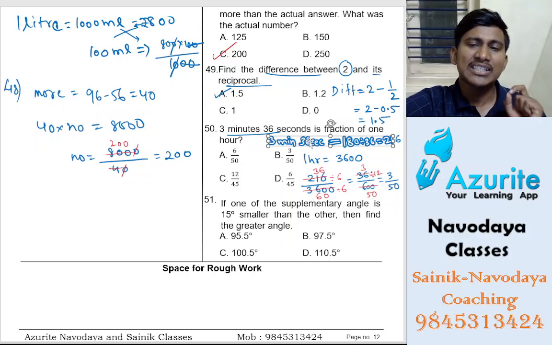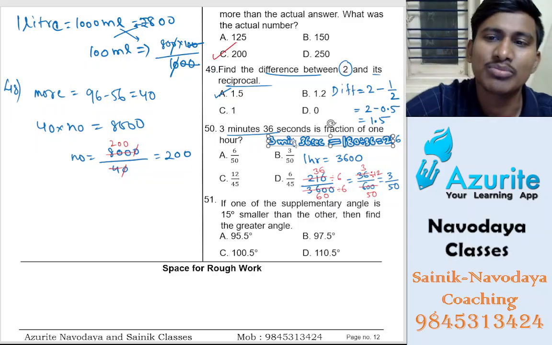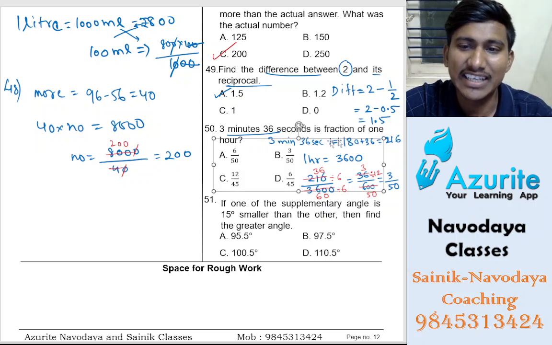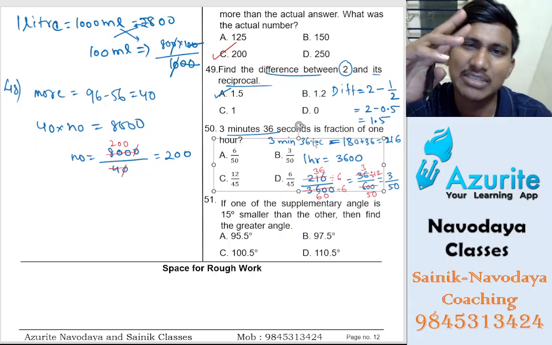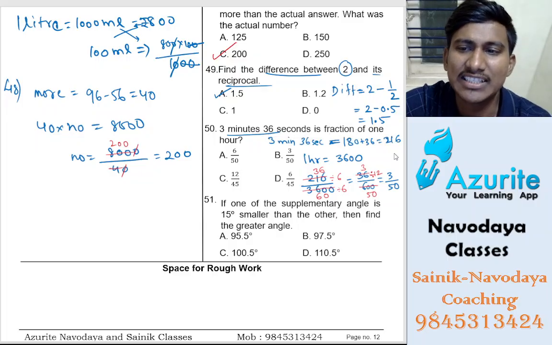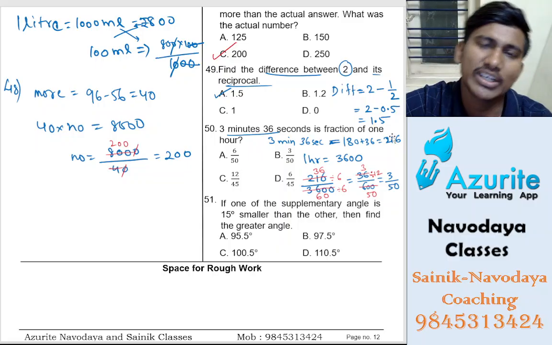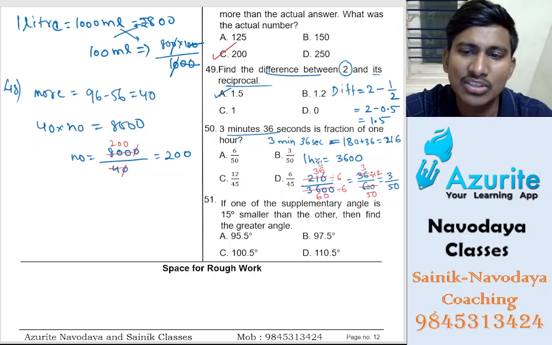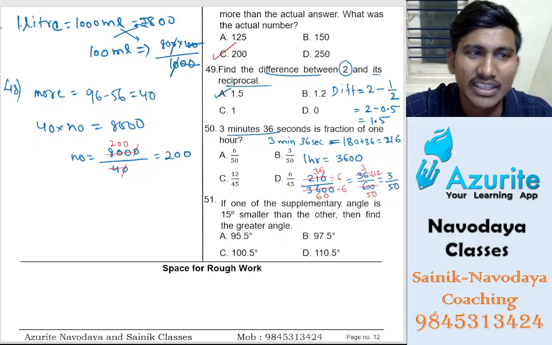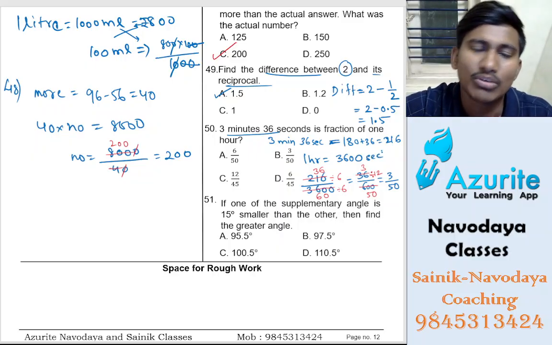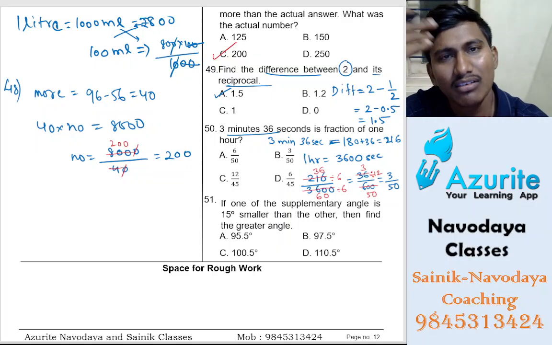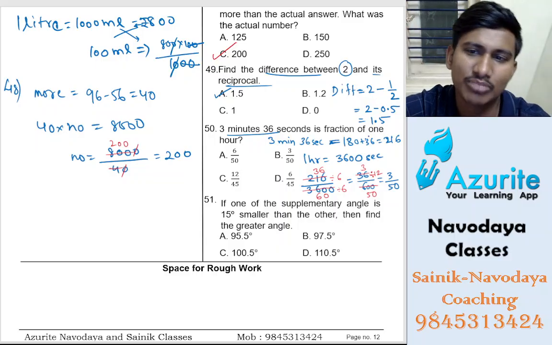So 3 minutes 36 seconds, how much is it? 1 minute means 60 seconds, so 3 minutes means 180 seconds. Then 36 seconds more, so 180 plus 36 will be 216 seconds. Now 1 hour means how many seconds? Yes, 1 hour means 3600 seconds. You should know that. Or 1 hour means 60 into 60, you will get 3600.